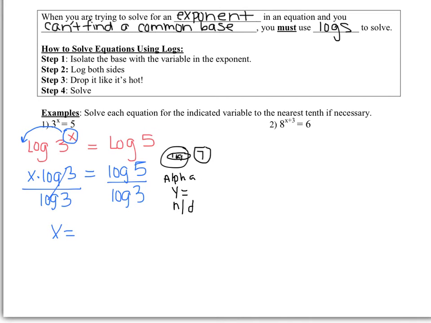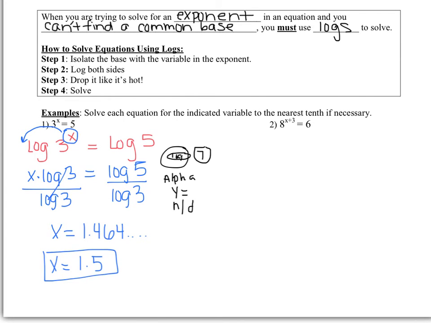Alright, so we're going to round our answers all to the nearest tenth. So we should be getting 1.46. So rounded to the nearest tenth is 1.5. That would be your answer.